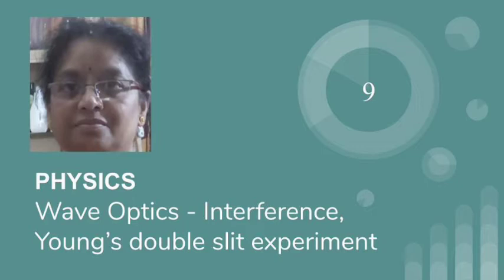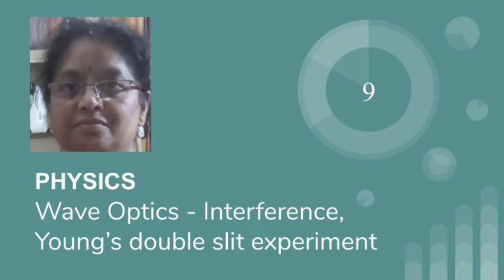Interference does not mean any loss of energy. Instead, there is only redistribution of energy. The light energy being transferred from dark region to the bright region.